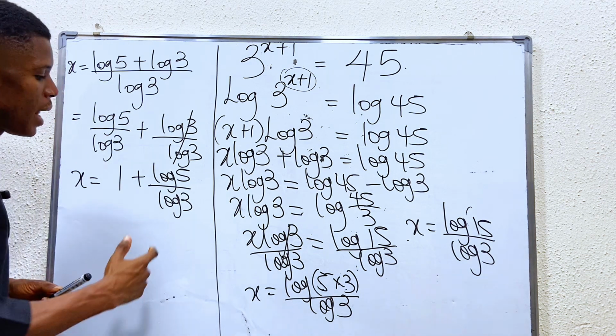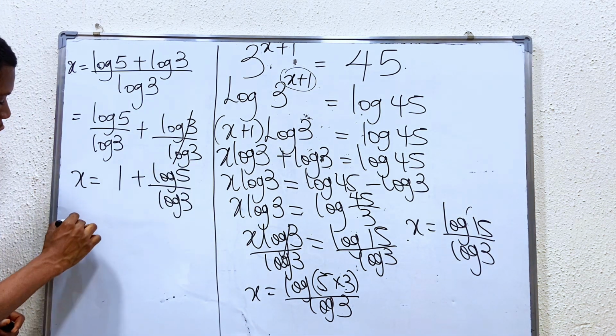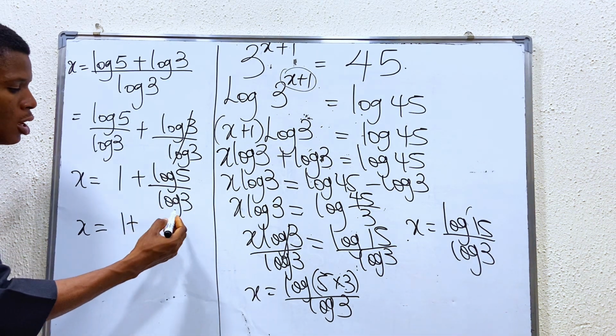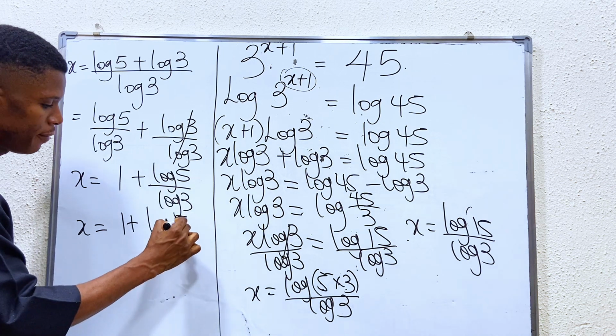You can also apply change of base to get a uniform solution, which will give you that x is equal to 1 plus, changing the base, log base 3 of the number 5, and that's the required solution.